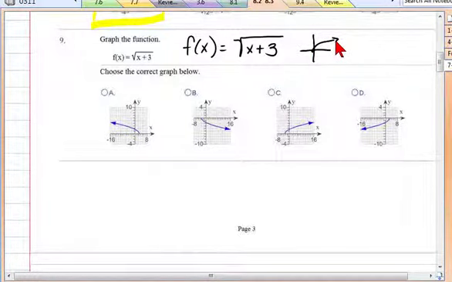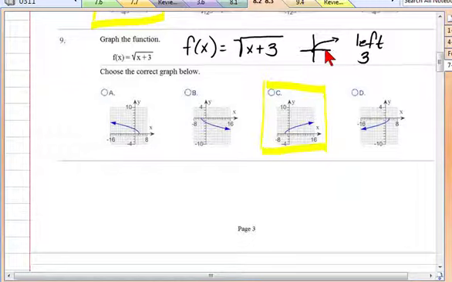plus 3. Now, this time, is it inside or outside? It's inside. It's under the radical. It would be inside parentheses if it were a different kind of function, but it's inside. When it's inside, it always means a horizontal shift opposite of what the sign says. So which way will it go? To the left, 3. I'm looking for a branch that has been shifted to the left 3, but it's still headed to the right. It will be choice C.